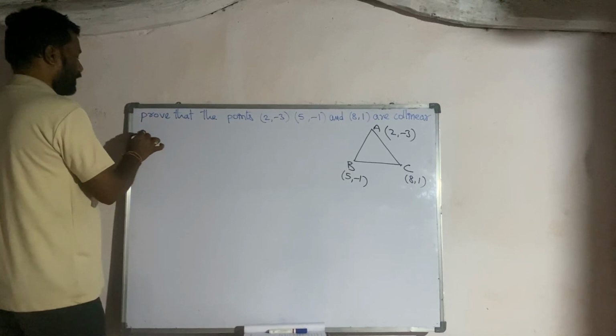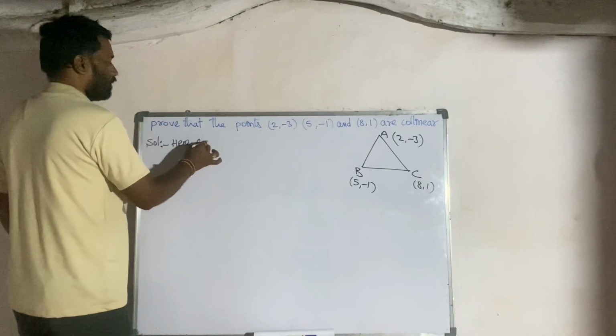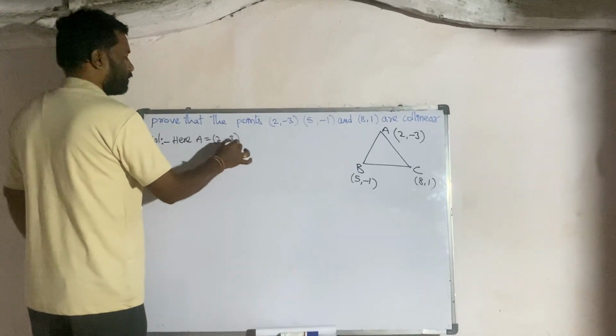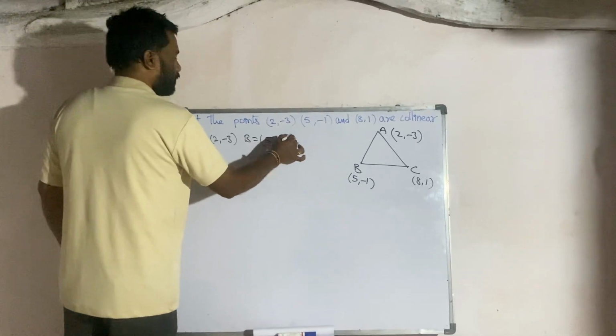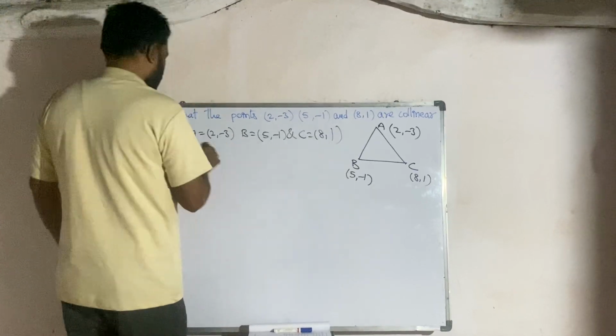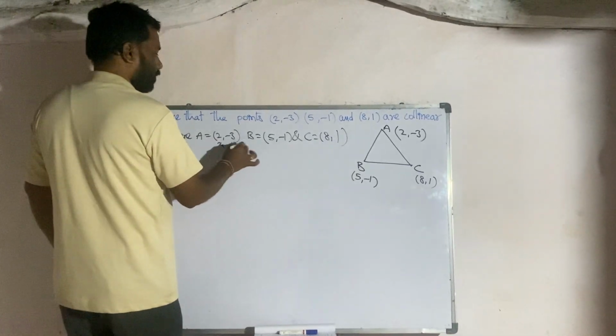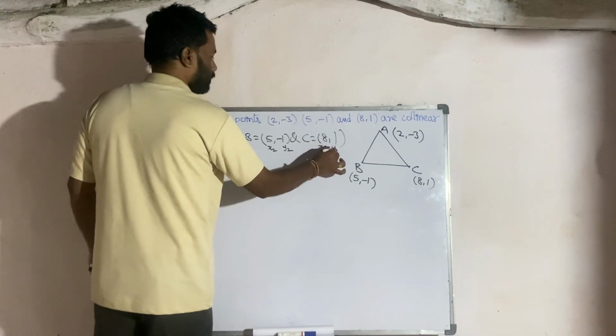So the formula for the area of a triangle: first we can assume here A is equal to (2, -3), B is equal to (5, -1) and C is equal to (8, 1). Our assumption: this is (x1, y1), this is (x2, y2) and the last one is (x3, y3).